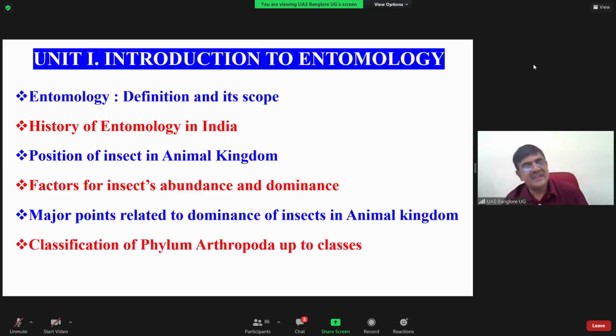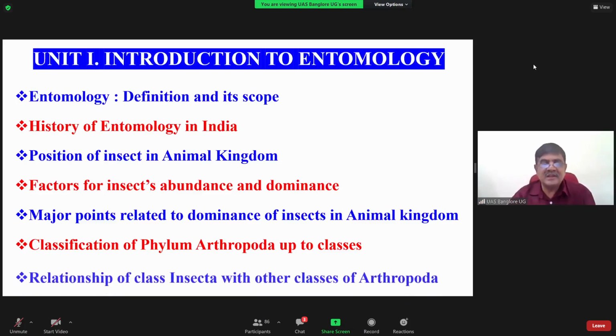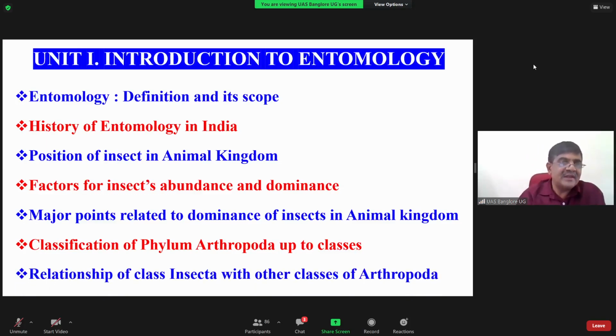And next, we'll be studying the classification of phylum Arthropoda into different classes. Since class Insecta comes under phylum Arthropoda, we'll be studying the characteristic features of phylum Arthropoda and division into different classes. And finally, under the introduction part, we'll be studying the relationship of class Insecta with other classes of Arthropoda. So this is the syllabus we'll be covering in the first unit, that is Introduction to Entomology.